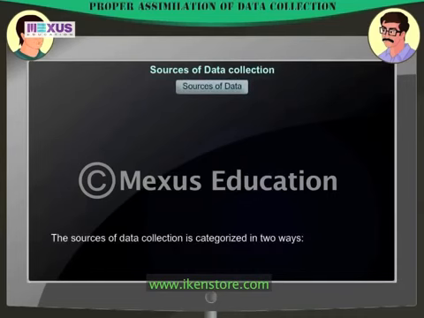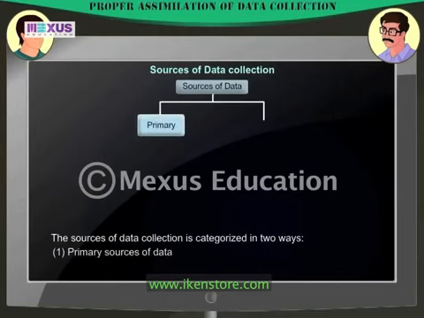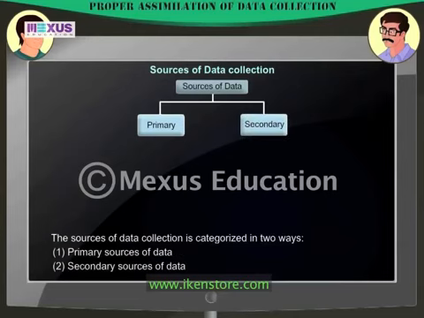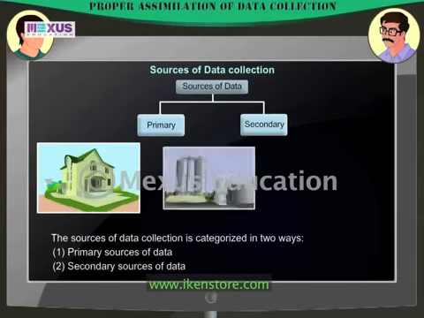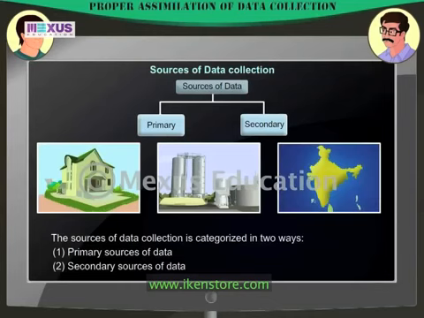Are we the only source where you collect the data from? We categorize sources of data collection in two ways: primary sources of data and secondary sources. Not necessarily from households always. It depends on the survey, whether it is on a household, industry, or a nation. Accordingly, the data is collected.